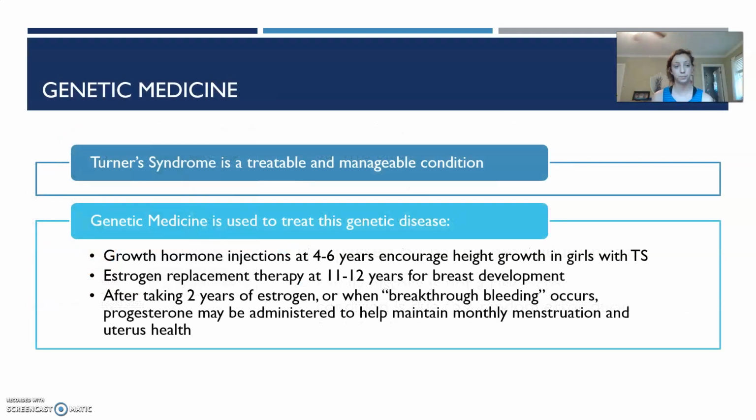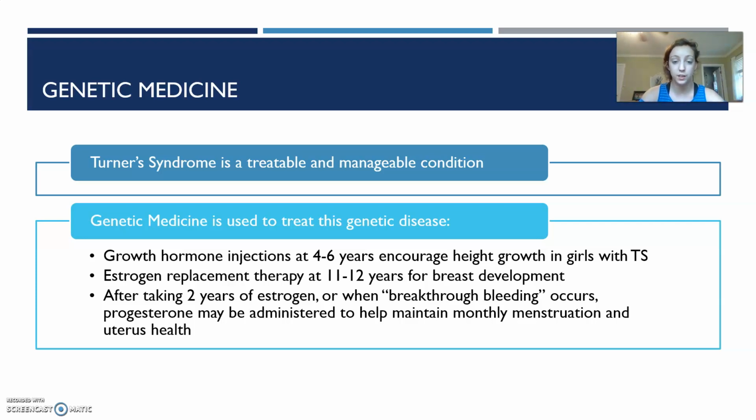Genetic medicine. Turner syndrome is a treatable and manageable condition, so that's the good news. Genetic medicine that is used to treat this genetic disease are three different steps that we recommend.